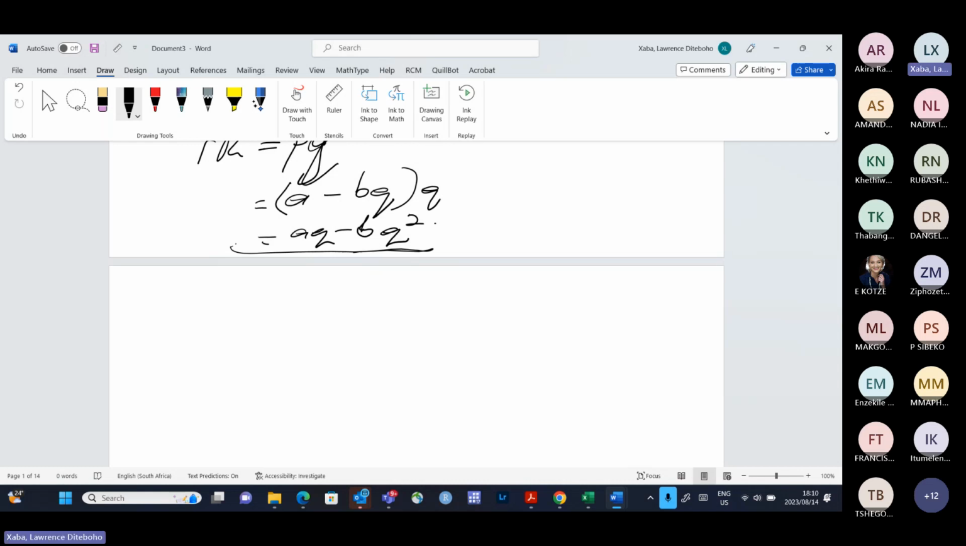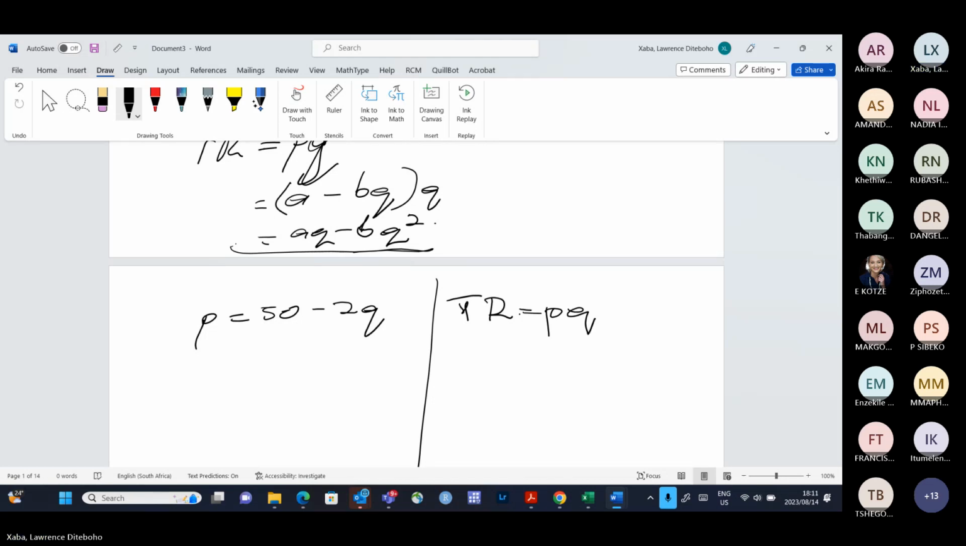And if you look at your study guide, we are given P, which is price, equals 50 minus 2Q. So from this, we want to do our quadratic equation of total revenue. And we know that total revenue is TR. TR is equal to PQ.